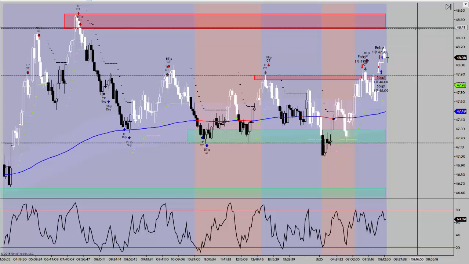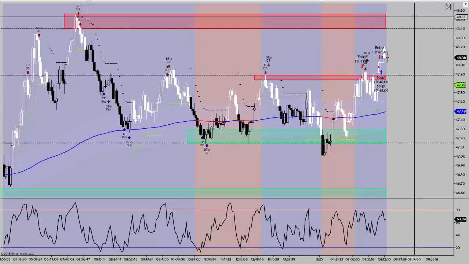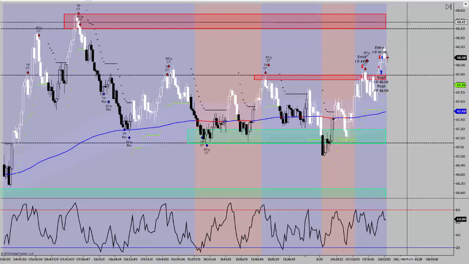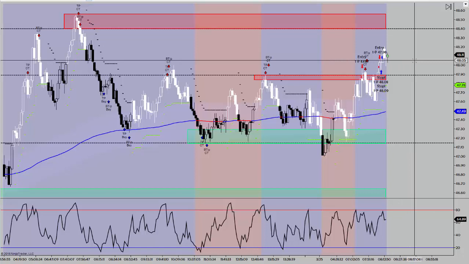Now we'll look for a pullback in 47.63s and look for a possible trade with trend. Obviously, extended targets on any buy signals are going to be 840 to 850. And then if we do rally straight to this level with no pullback or no long entries, we'll look at qualified sell signals against 48.5.